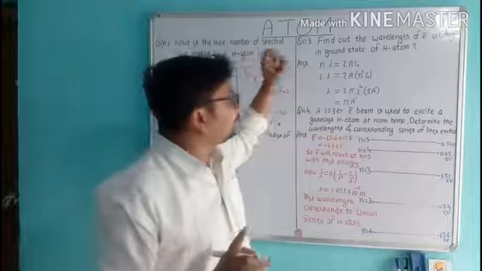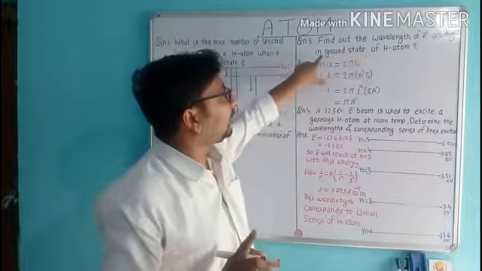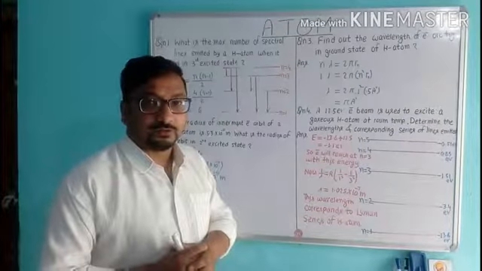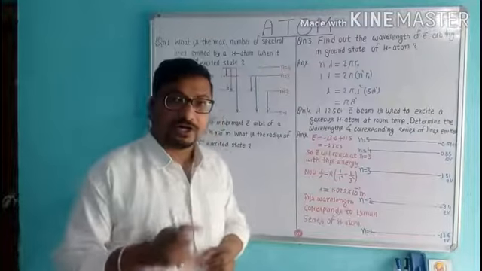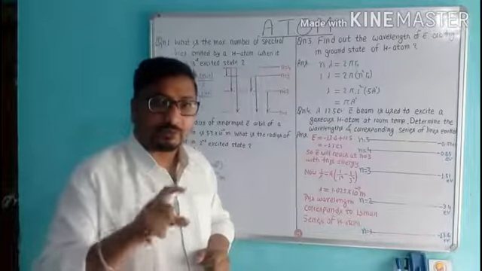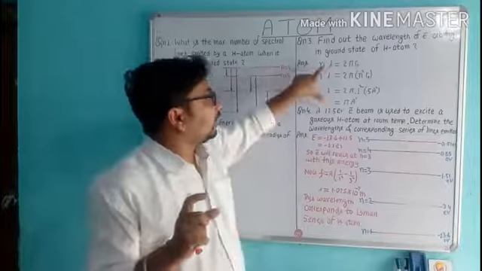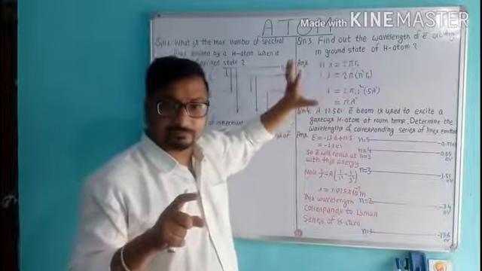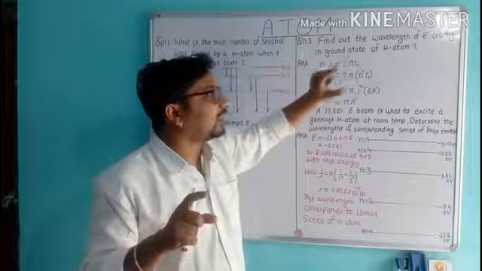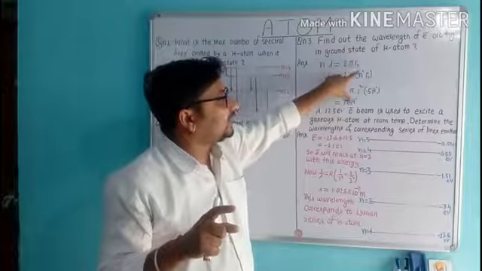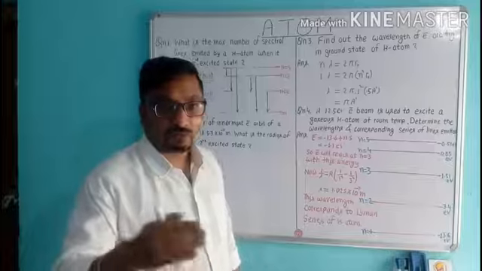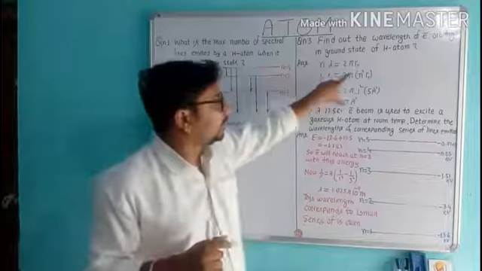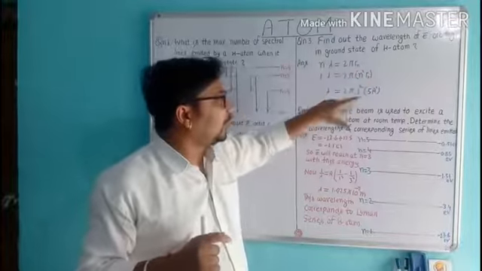Now question number 3. Find out the wavelength of the electron orbiting in the ground state of the hydrogen atom. We have to find out the wavelength of the electron. So we use de Broglie's result. The formula of de Broglie's wavelength is n lambda is equal to 2 pi Rn, where Rn is equal to n square r naught from Bohr's postulate. From Bohr's postulate we generally use here Rn is equal to n square r naught.